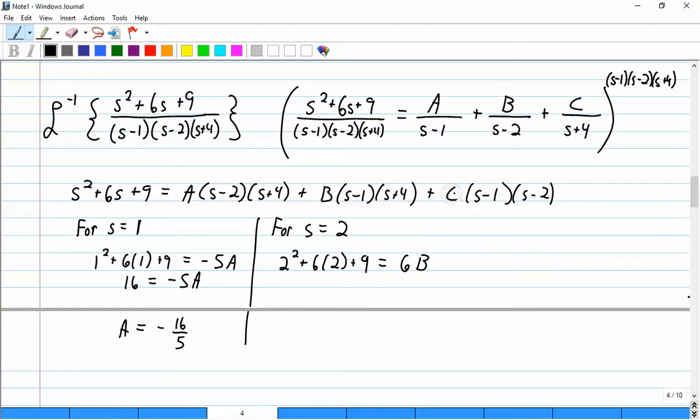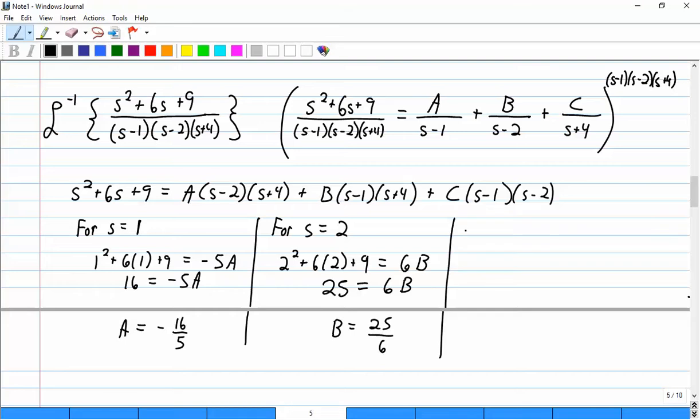And then my C term, because if I let s equal 2 in the last factor here, that term goes to 0, it just goes away. So I have 4 plus 12 plus 9. So that's going to be what? 25, right? So 25 equals 6B. So B equals 25 over 6. Now, what's the next logical number for me to let s equal?